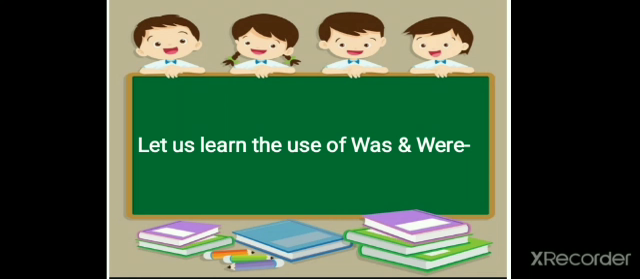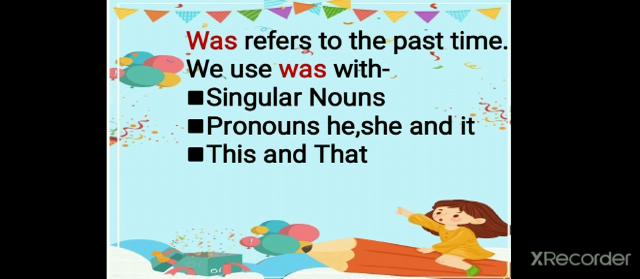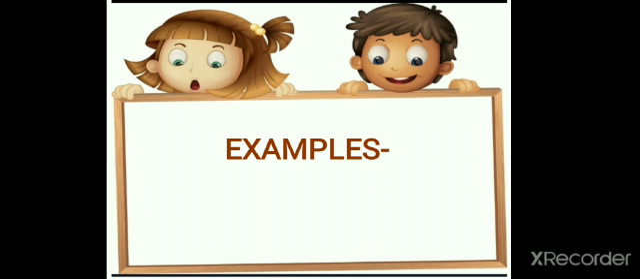Let us learn the use of was and were. Was refers to the past time. We use was with singular nouns, pronouns he, she and it, this and that. Let us understand with the help of examples, my dear students.